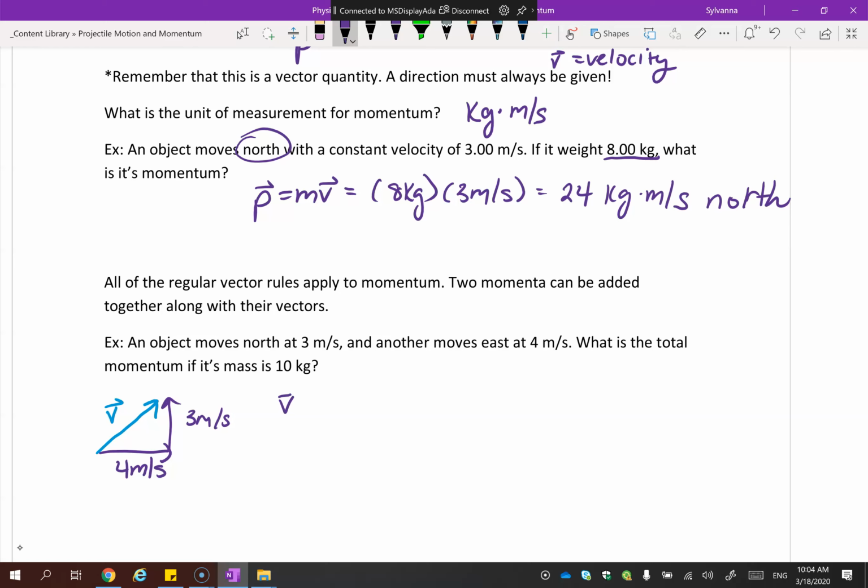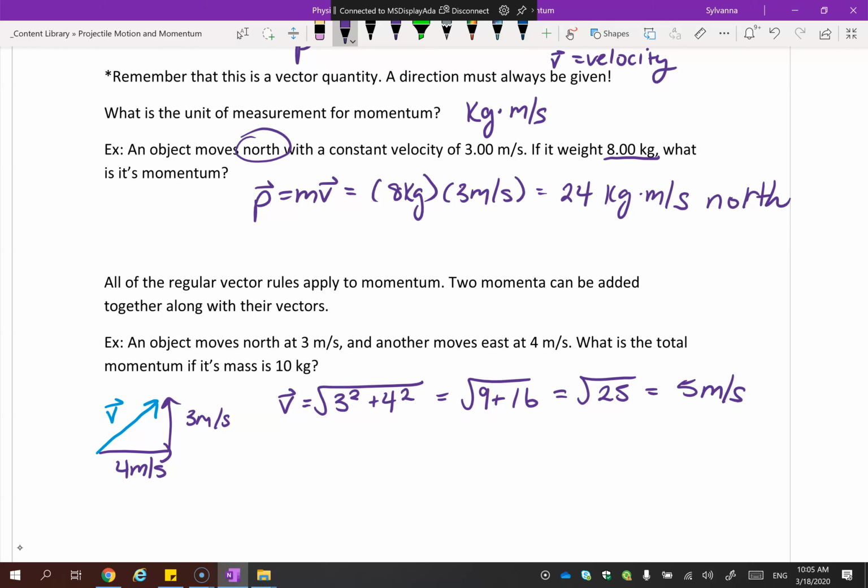If I want to calculate v, it's going to be the square root of 3 meters per second squared plus 4 meters per second squared, which is also 9 plus 16. 9 plus 16 is 25. The square root of 25 is 5. And we were calculating velocity, so 5 meters per second.